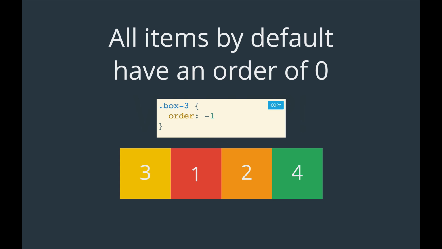Well, the way that order works is the default value is 0 for everything, every flex item. So if I selected box 3 and I gave it an order of -1, it would move to the front. So you can pick whatever order you want, whatever number you want. You could give everything an order of 20 and then give one element an order of 19, and 19 will be first.